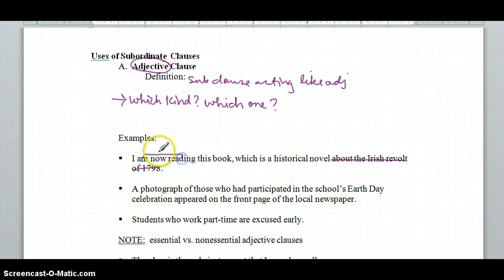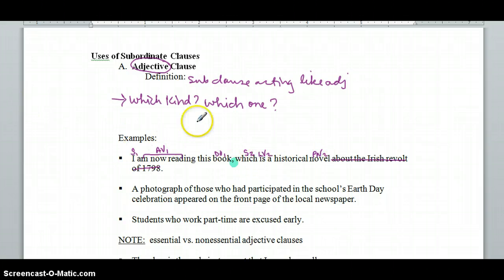So I have am reading, there's an action verb. Who or what am reading? Well, I am, and I am reading a book, direct object. I'm fairly interested by this comma, so I'm just going to mark that mentally: which is a historical novel. So I have a linking verb. Who or what is? Which is. Historical novel, this is a predicate nominative, renaming which.